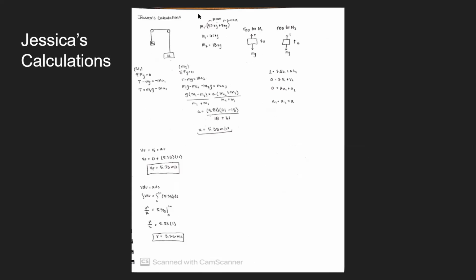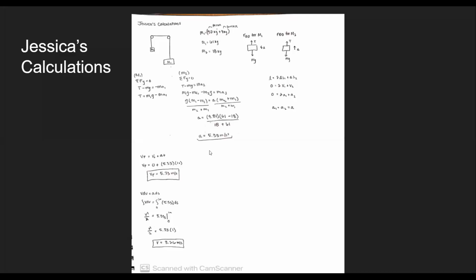And then here we have the calculations for a different scenario where a person weighs 52 kilograms and has a suitcase with a weight of 9 kilograms. Those get added together to become mass 1, and mass 2 here was 18 kilograms. Now following through with the calculations, we see that the final velocity is equal to 5.33 meters per second, and the velocity is equal to 3.26 meters per second.